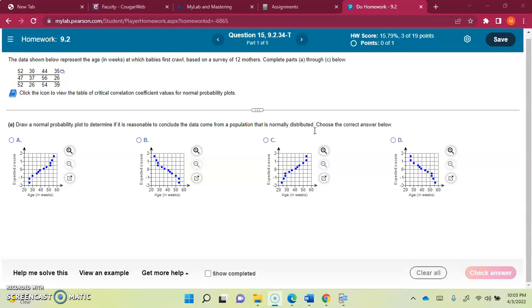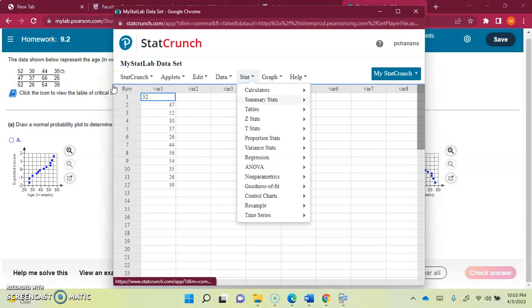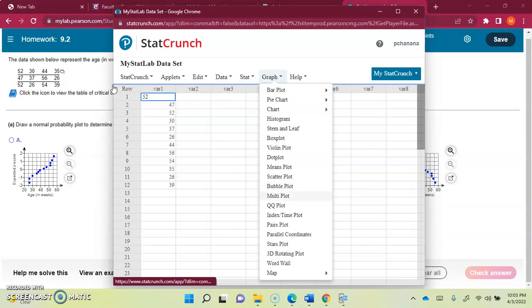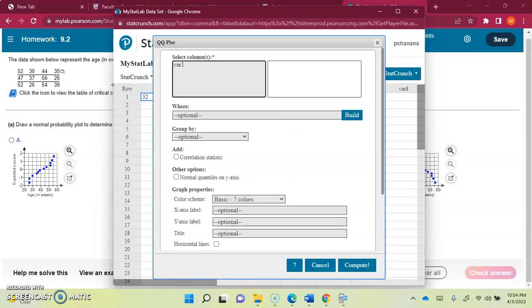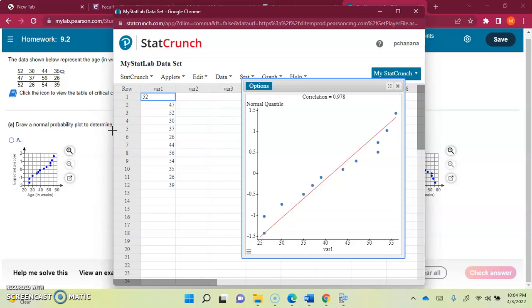Let's read the first question. Draw a normal probability plot. So in StatCrunch, normal probability plot is called QQ plot, if you remember. Here in the graph, you have QQ plot. The data comes automatically, so you just have to select that. We do need the correlation statistic, and the normal quantiles should be on the y-axis. Compute.